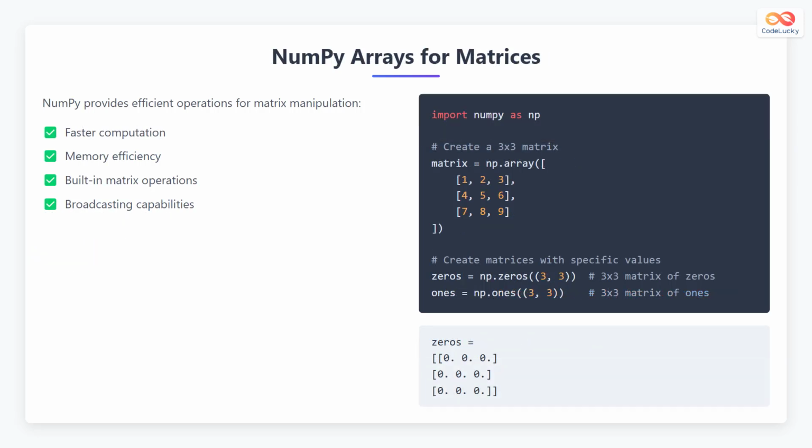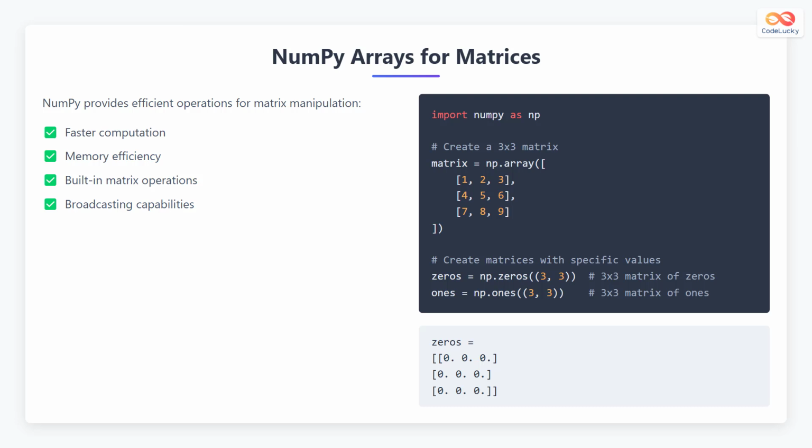NumPy provides efficient operations for matrix manipulation, including faster computation, memory efficiency, built-in matrix operations, and broadcasting capabilities. Here is an example using the NumPy library. First, we import NumPy as np. To create a 3 by 3 matrix, we assign the np.array and pass in a list of lists that contain the numbers 1 through 9.